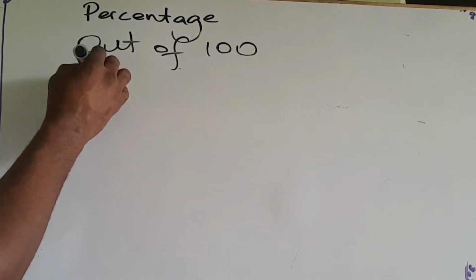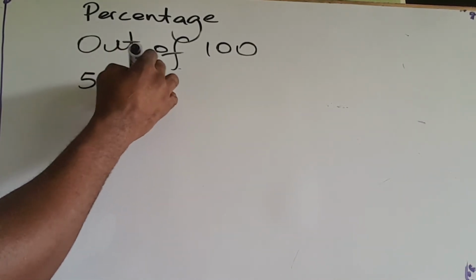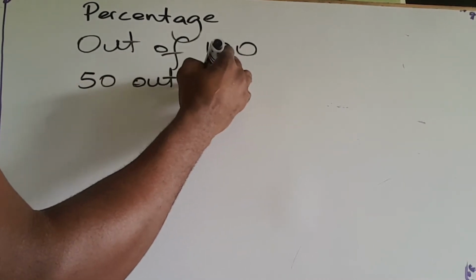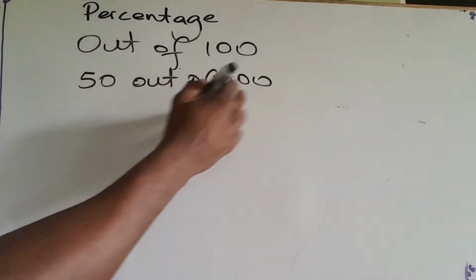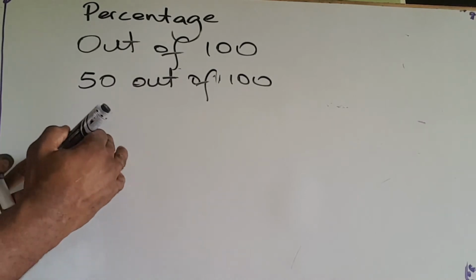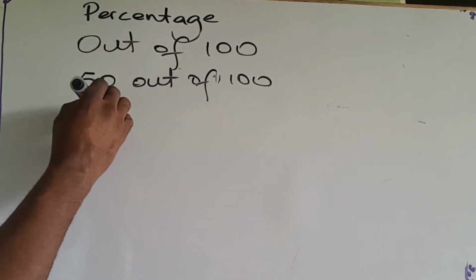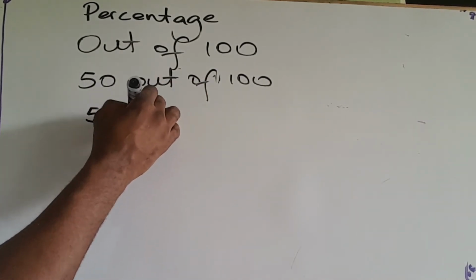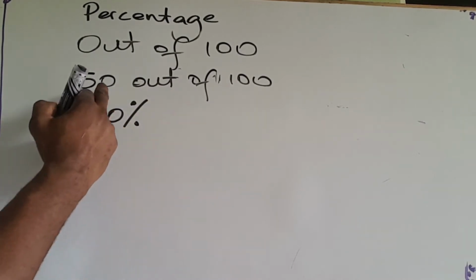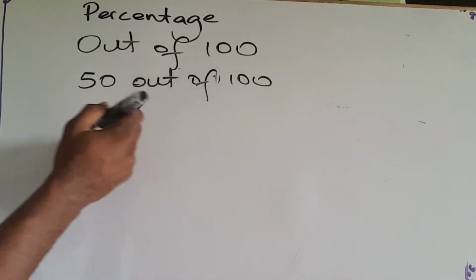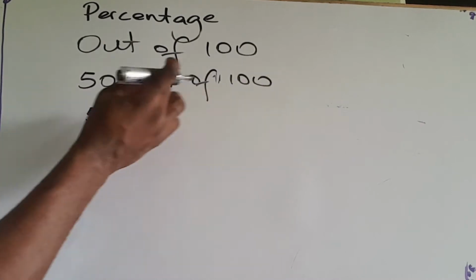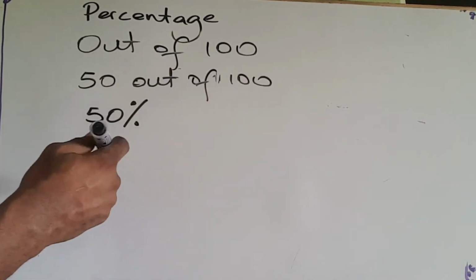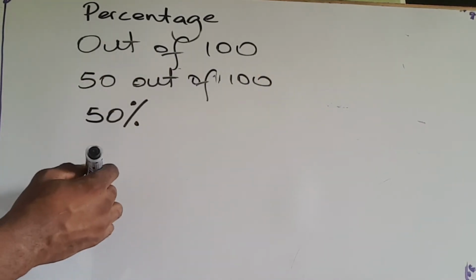So if I have, say, 50 out of 100, then we could look at this as 50%. Why? Because percentage is out of 100 and this is 50 out of 100, so it is 50%. Basically, it's half of it.